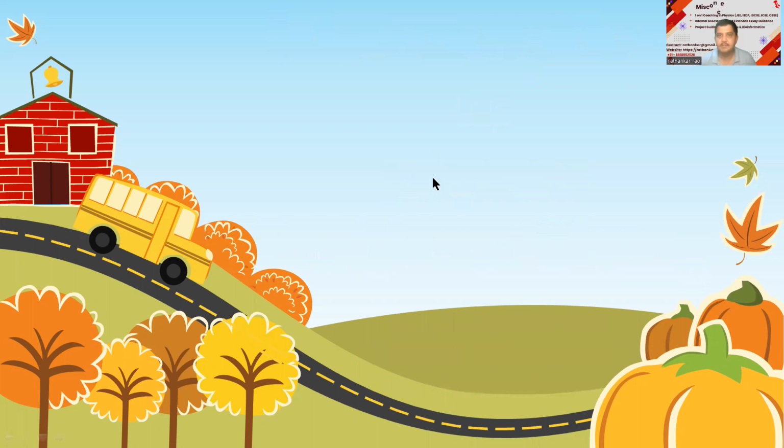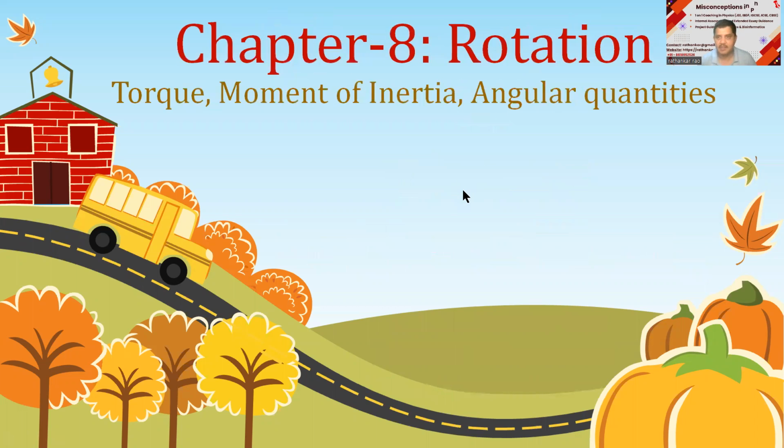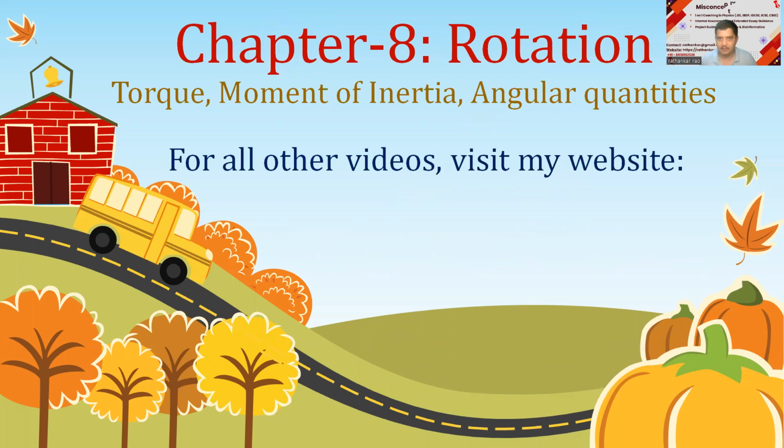As usual, we are continuing with the chapter on rotation, wherein we are discussing torque, moment of inertia, and angular quantities, which would be useful for those who are looking at advanced physics or maybe JEE Mains or JEE Advanced, right?